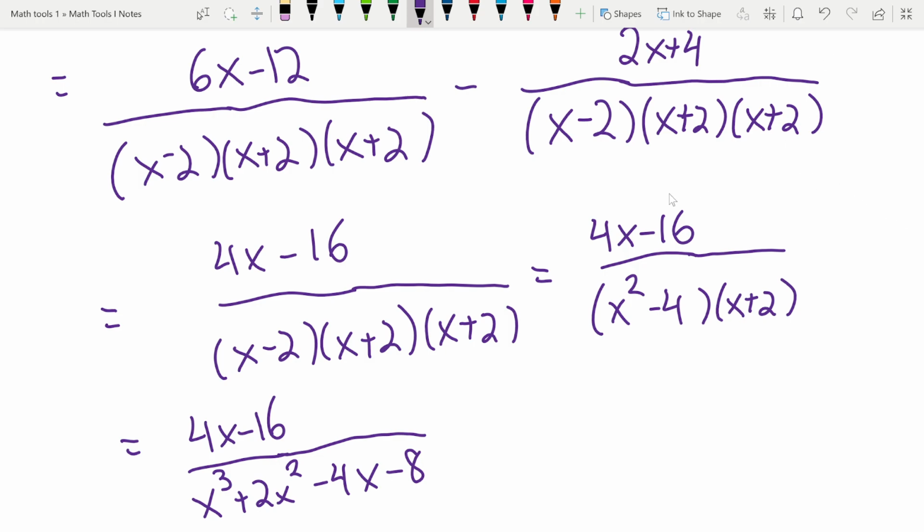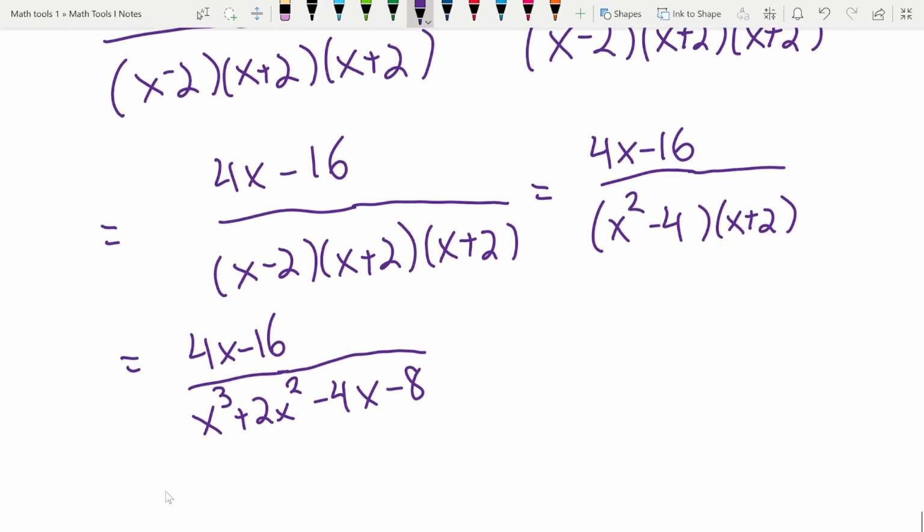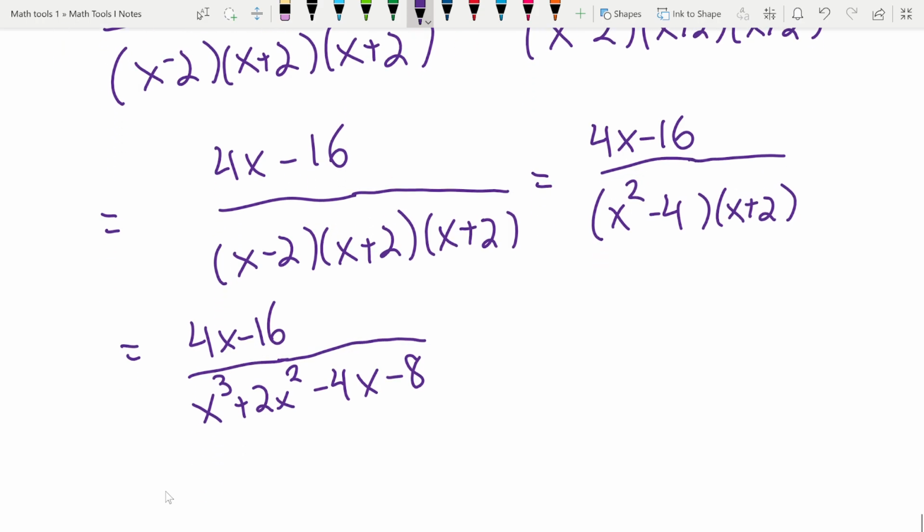But honestly, I think it's fine. You can just leave it in the factored version. It doesn't need to be multiplied out unless it explicitly says to. Usually the simplified version is the factored version. So if it says simplify, you can leave it as a factored version of it, which would be like this one right here. Or maybe you take the 4 out. It doesn't matter. There's a lot of different ways to write this, and I'm personally not picky about it.